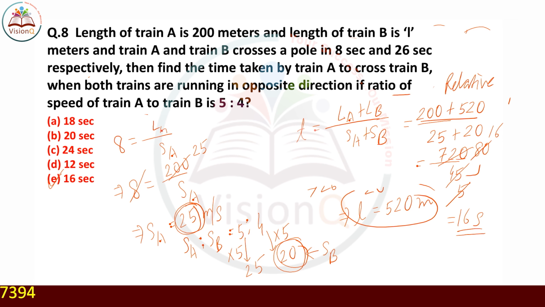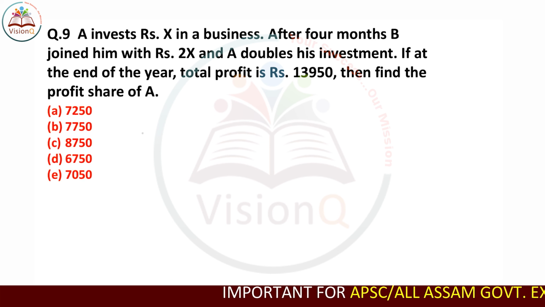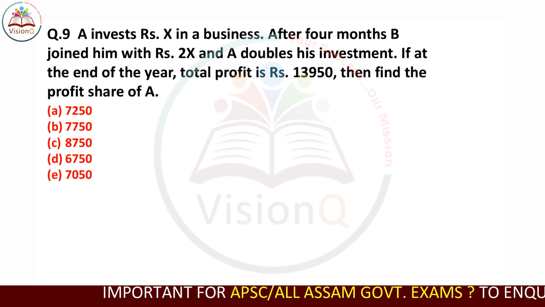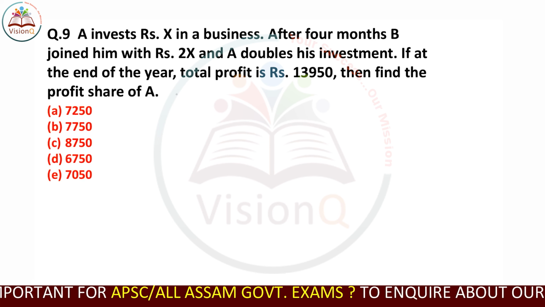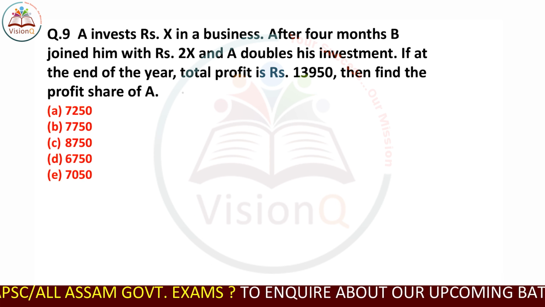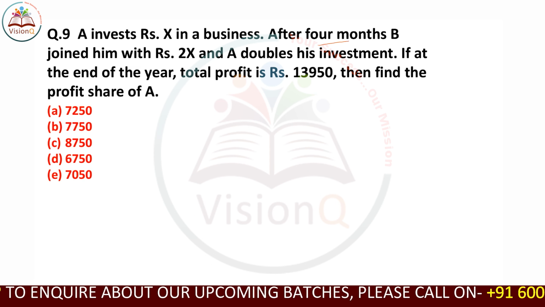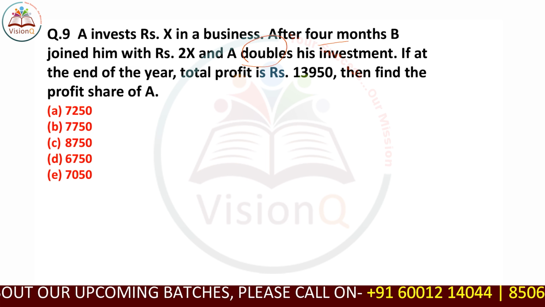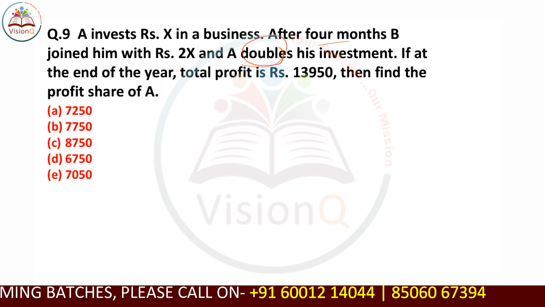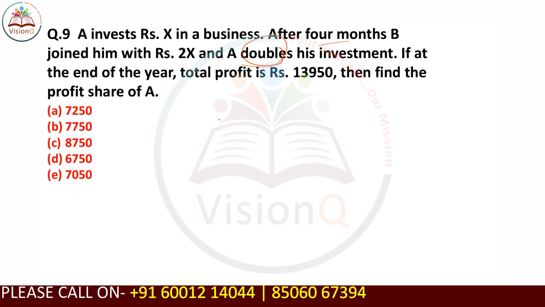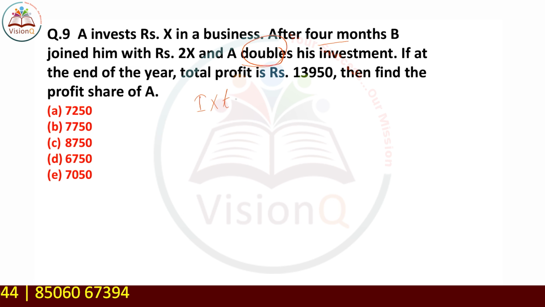So, this was a question of the topic of trains, a very important concept. Next, in front of you is a question of the partnership topic. It is given that A invests X in a business. After 4 months, B joined him with twice X. And after 4 months, what happens? B doubles his investment. In such questions, I always have to find out the profit ratio by multiplying investment with time. Investment multiplied by time of investment gives the profit ratio.